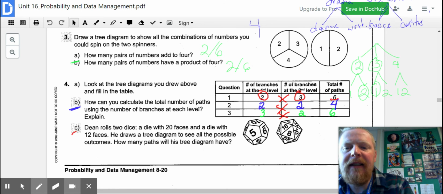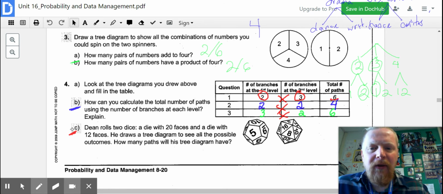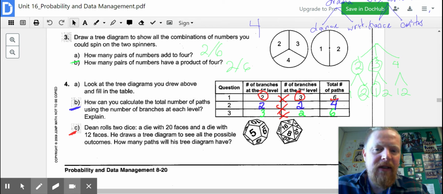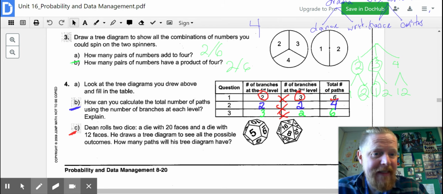Let's apply that then. Dean rolls 2 dice, a die with 20 faces and a die with 12 faces. He draws a tree diagram to see all the possible outcomes. Now this sounds like a nightmare drawing situation because you'd have to draw a tree that's got 20 branches, and each one of those 20 branches has 12 branches. I don't want to draw that.